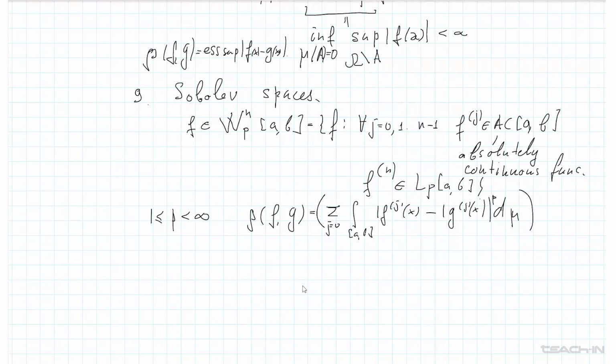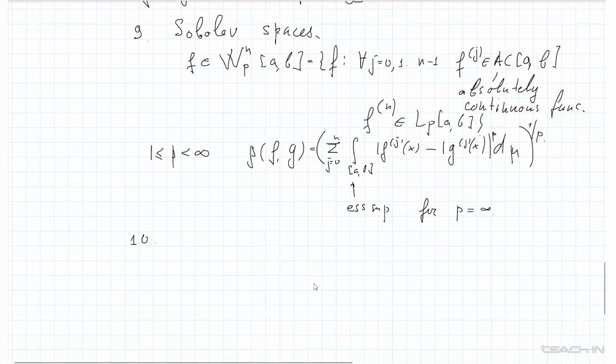And it is useful to discuss the Hilbert space with reproducing kernel on these spaces. And for infinity, you must change the integral to the essential supremum, yes? Change the integral to the essential supremum for P equals infinity. And the last example for today, or not for today's topic, is the so-called discrete space.